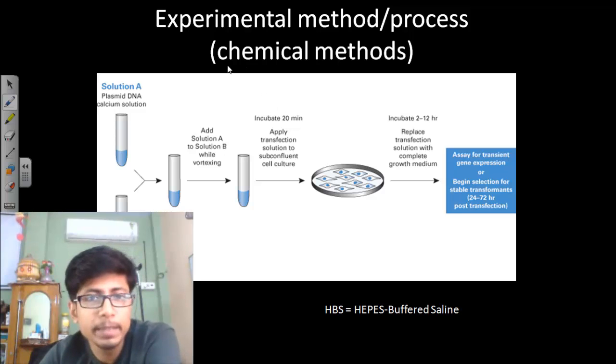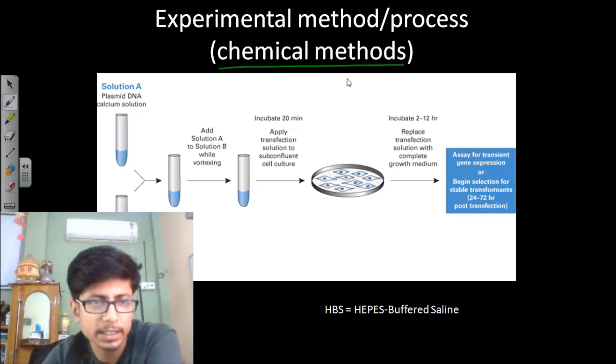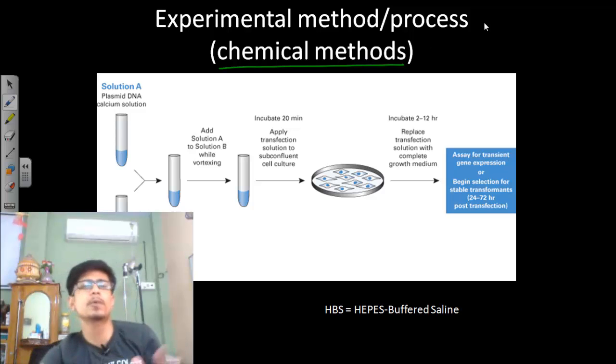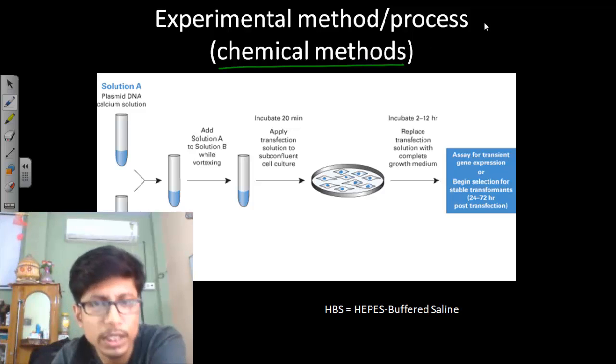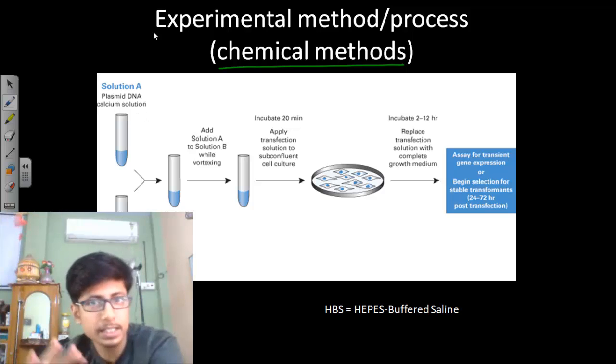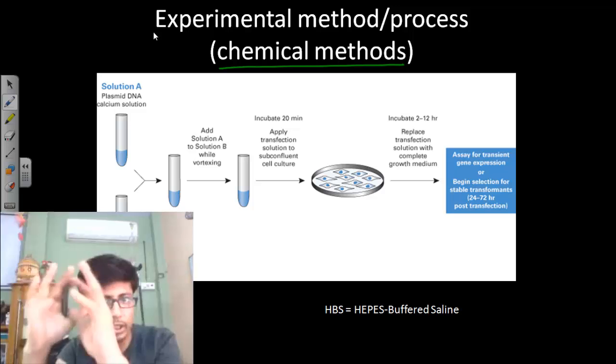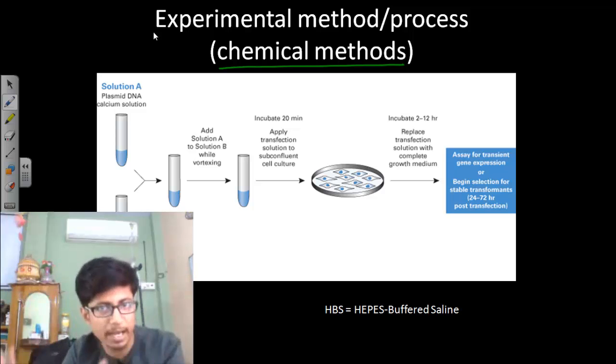Or if you look at the chemical methods of how we transfer things, these are kind of complicated methods. The protocol is huge, but for your understanding I'm going to talk about very little of this. So we have two different solutions. We have solution A, which contains plasmid DNA, that means the DNA we want to insert inside the nucleus, along with the calcium solution, because calcium will coat the outside surrounding region of the plasmid, because the plasmid backbone is negative and calcium is positively charged.